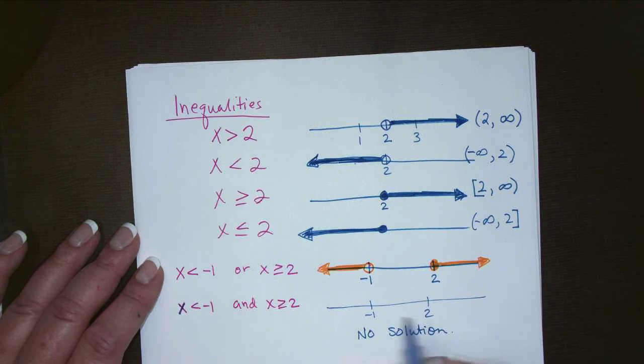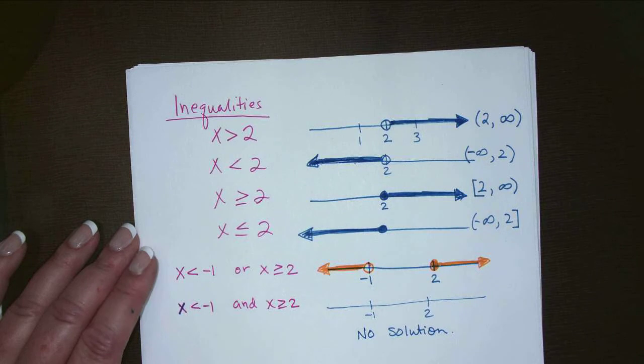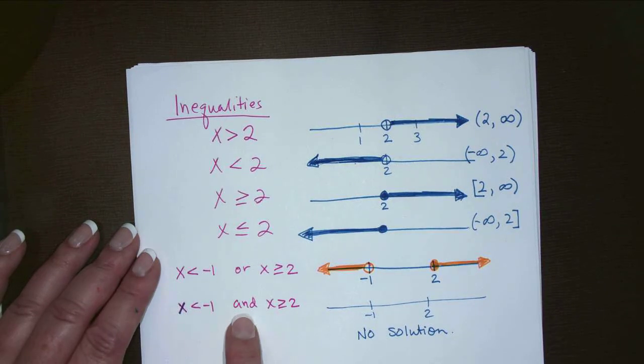Because you can't be in both parts at the same time. So you might want to jot that down. This is where people go very wrong on tests and things. They get the wrong thing drawn, okay? So what would you jot down? Well, you can't be in both sections at the same time, and there's the word and, which means they have to have an overlap. And there's no overlap, so there's no solution.